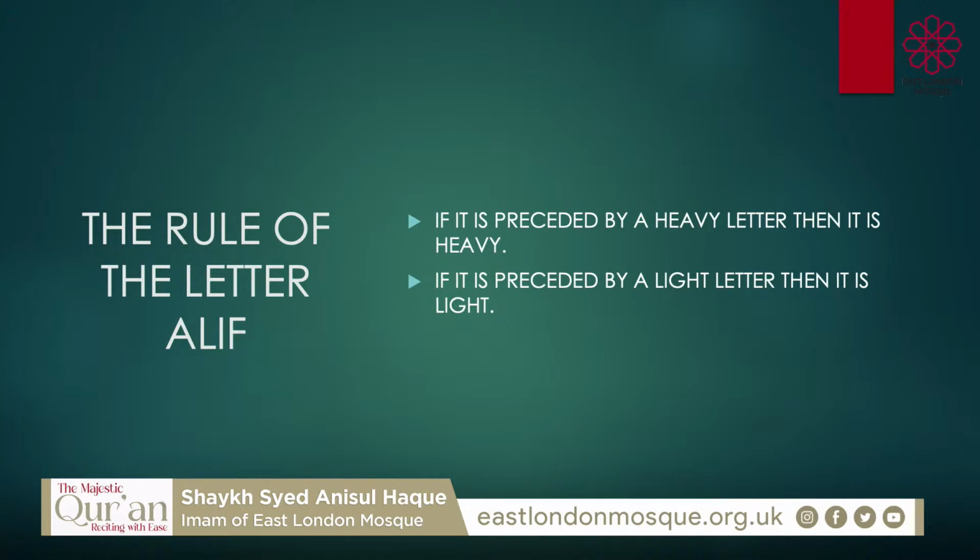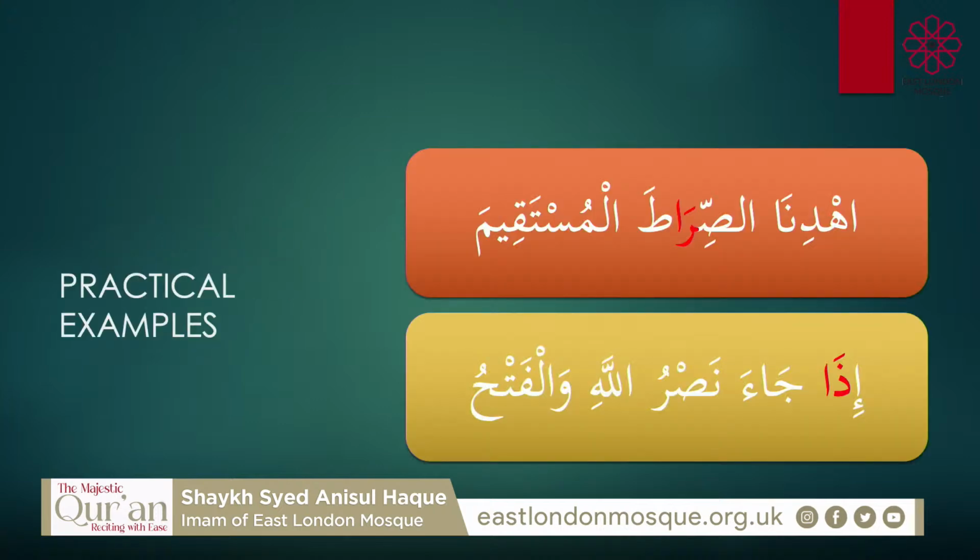So if before the Alif there is a heavy letter, then the Alif will become heavy. If before there is a light letter, then it will remain light. There's some examples here for you to understand. We always read in Surah Al-Fatiha, Ihdina siratal. Look after the Ra. Is there an Alif there? Can I say Ihdina siratal or siratal? It doesn't work. The Alif automatically has changed because of what? Because of the Ra. So now that means Alif is heavy. Why? Because the letter before is heavy.